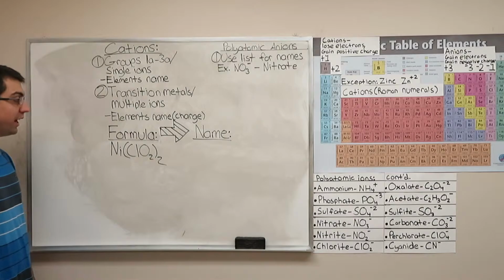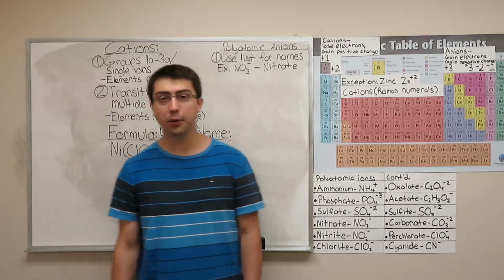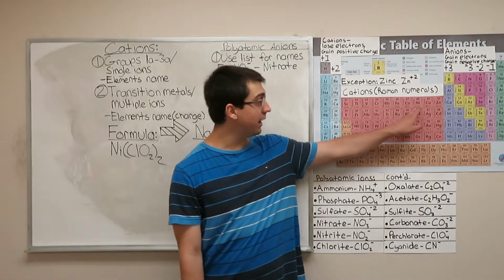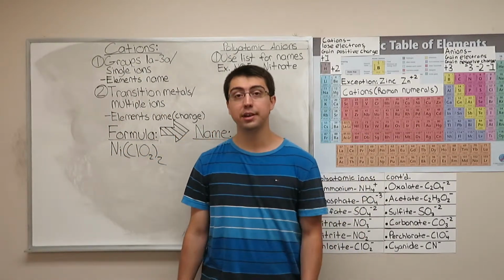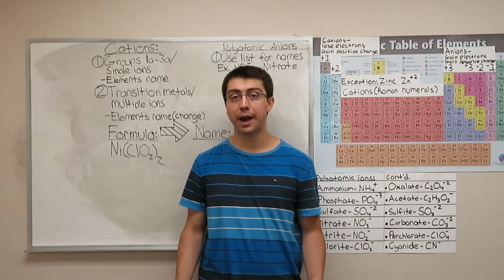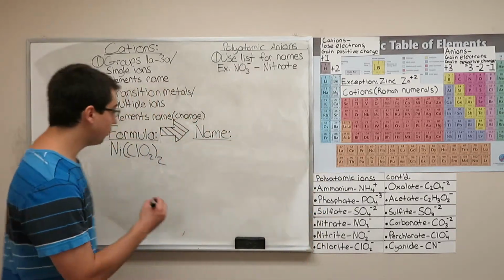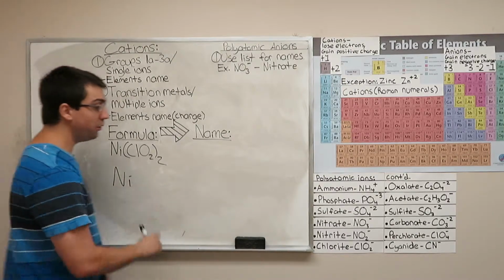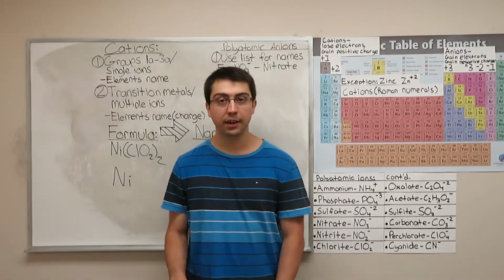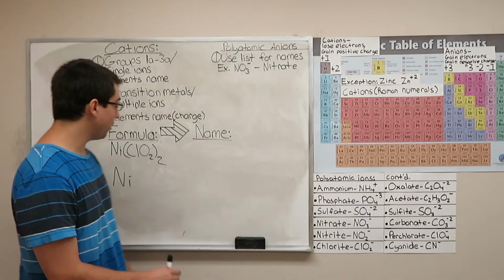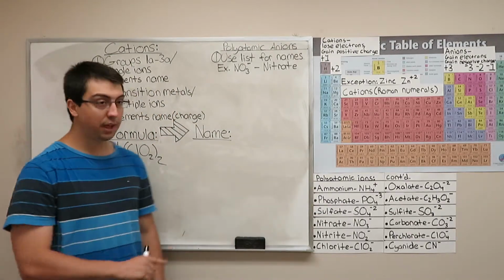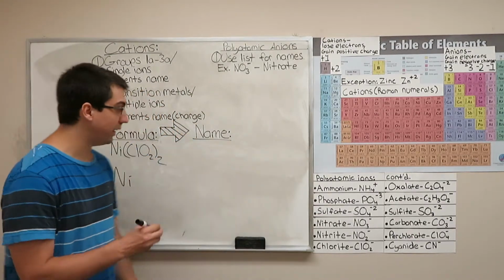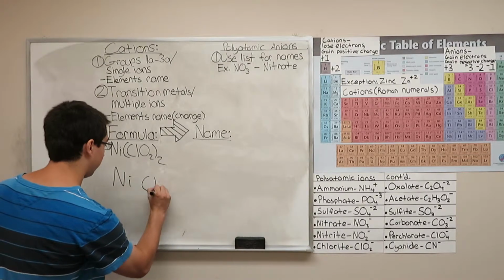Our formula is NiClO2. First, we need to write down both of their names. Ni is nickel. Nickel is a transition metal and it has multiple ions, so we need to work backwards to find out its charge. So I'm just going to write down the nickel symbol. We have ClO2. ClO2 is chlorite and it carries a -1 charge. And if we look at the formula, this subscript 2 means that we have 2 chlorites. So I'm going to write its symbol down twice.